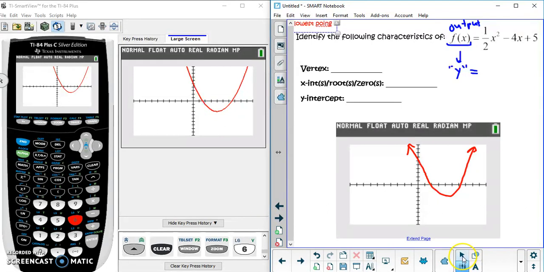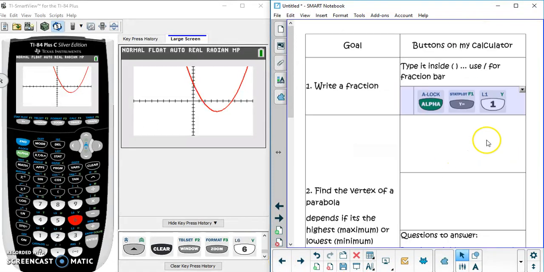So the lowest point of a parabola, we just have to keep that in mind, because the lowest point, another word for that lowest point, is the minimum value. Now why do we care about that? Because when we go to our calculator, we need to know the difference.